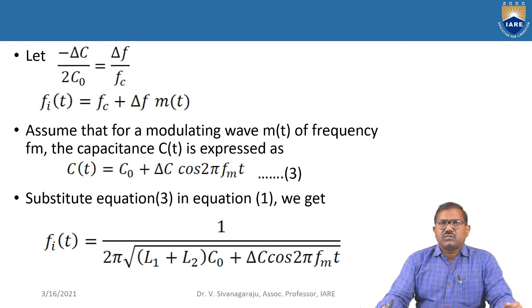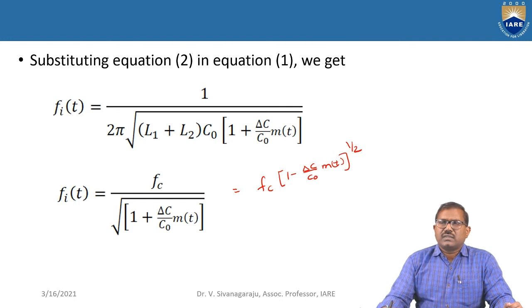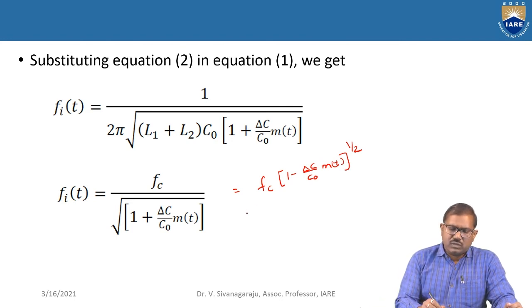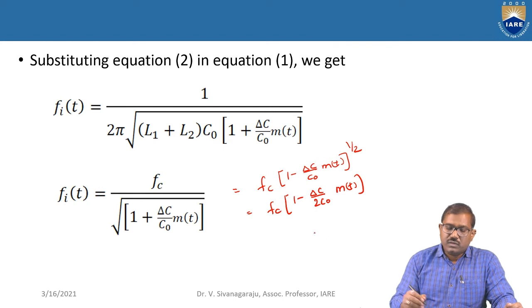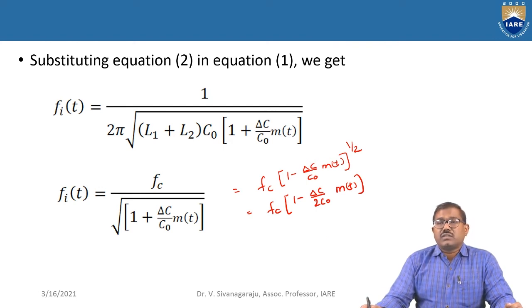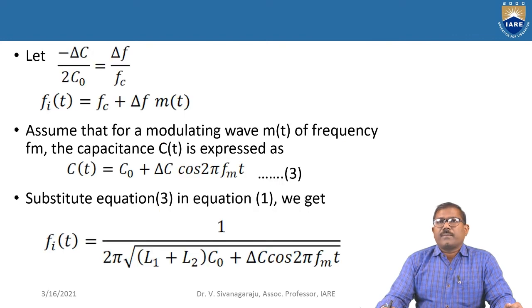Then you get fi of t equal to fc plus delta f into m of t. Coming back to the previous slide, this is equal to fc, and expanding this equation using the binomial series, you get 1 minus delta C by 2 C naught into m of t. Next, substituting delta C by 2 C naught with delta f by fc, finally fi of t is equal to fc plus delta f into m of t.